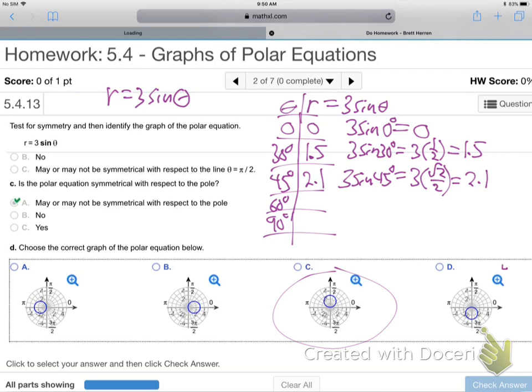I mean, we're graphing. I can't accurately graph more than 2.1. 2.12 would do nothing more for me. I can't really, not that accurate. So keep going. It's good enough. 2.1. 3 sine 60 degrees.